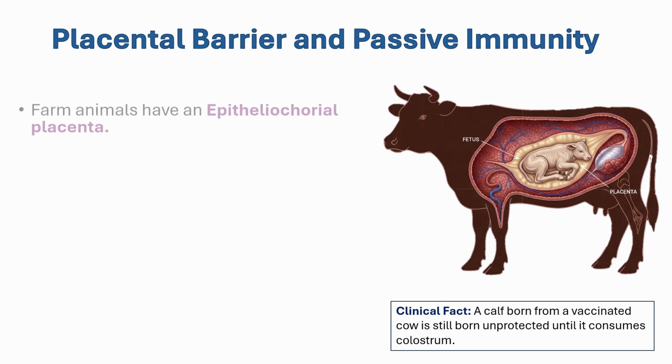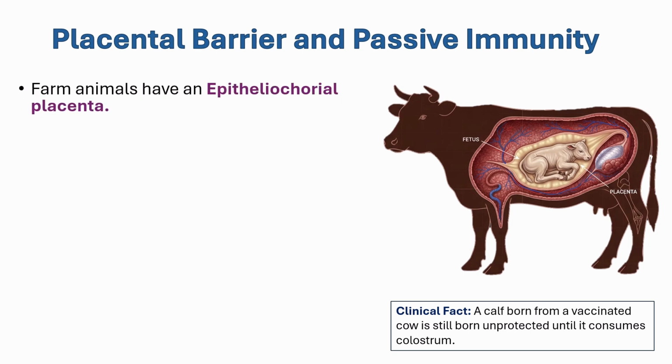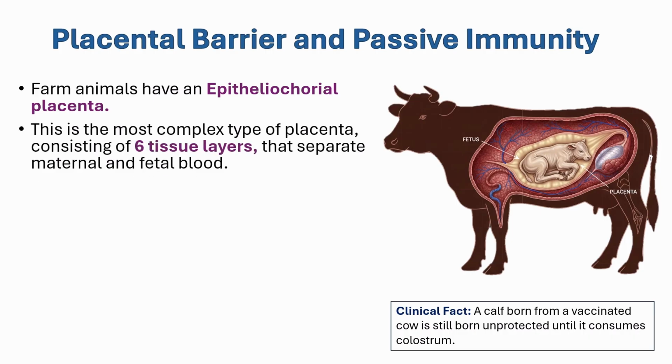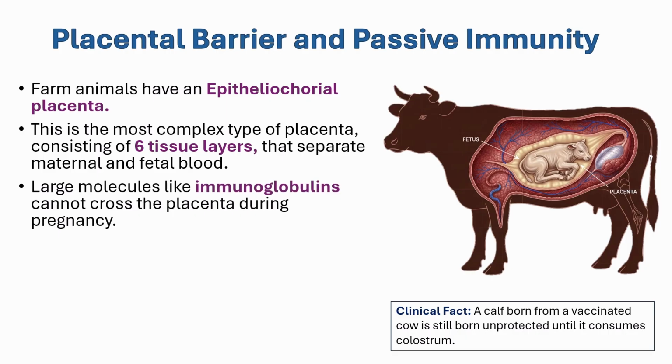Now we come to one of the most critical concepts in neonatal immunology: the placental barrier. Farm animals, such as pigs, cows, horses, and sheep, have an epitheliochorial placenta. This is the most complex placental type, consisting of 6 distinct tissue layers that separate the maternal and fetal blood supplies. Because this barrier is so thick, large molecules like immunoglobulins cannot cross the placenta during pregnancy.